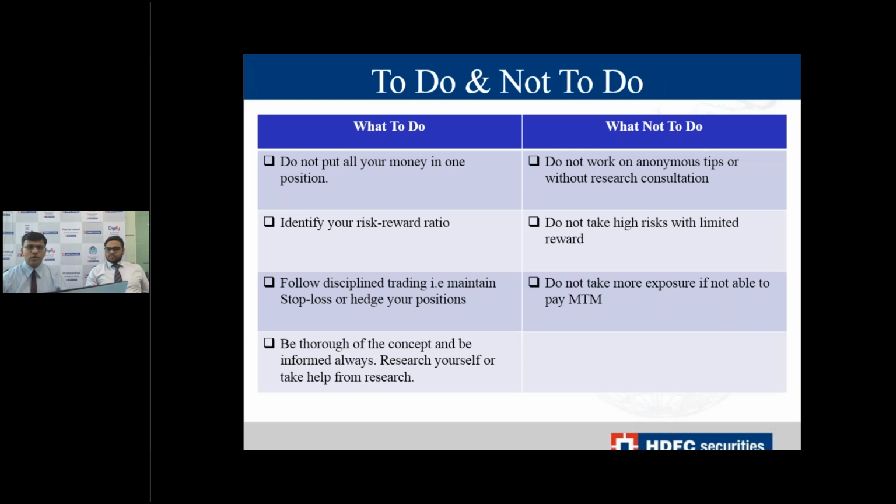Now, what to do and what not to do. This is important to know to successfully trade in the markets. One very important thing is do not put all your money in one position. It is best to diversify your positions. At least minimum 3 positions you should diversify. You should also identify your risk reward ratio. Ideally, your reward should be at least 2 times your risk. If it is less than 2, then it is better not to take the trade.